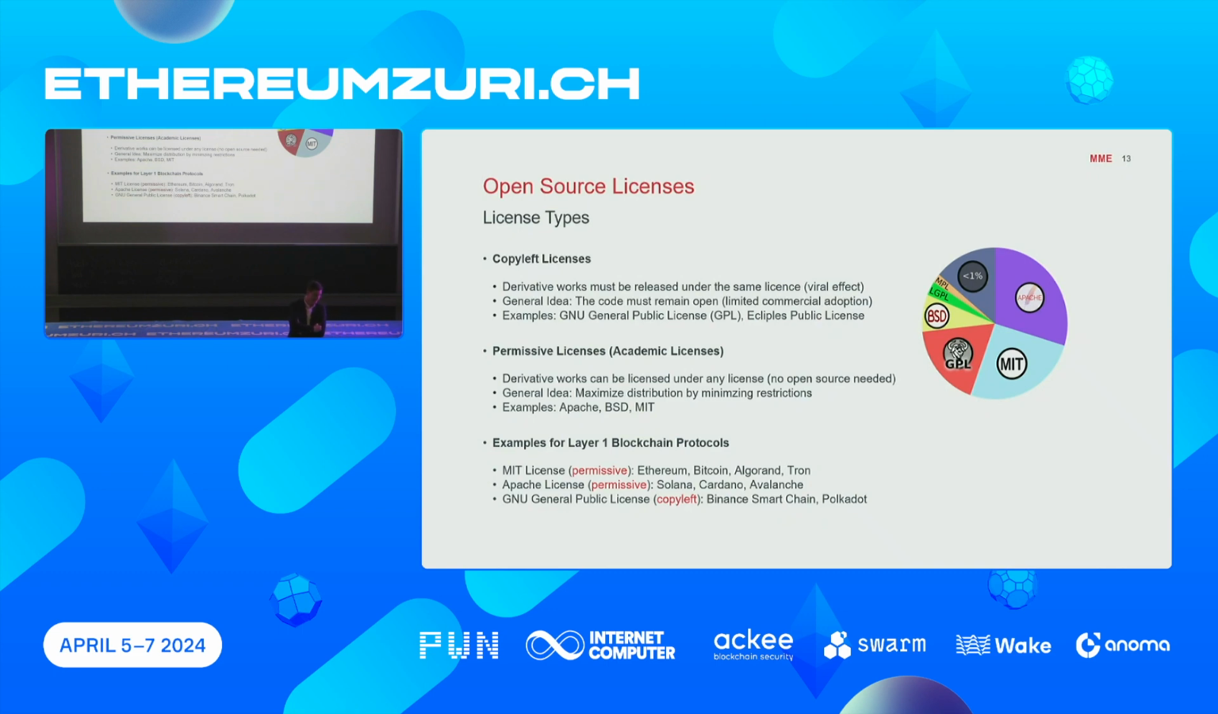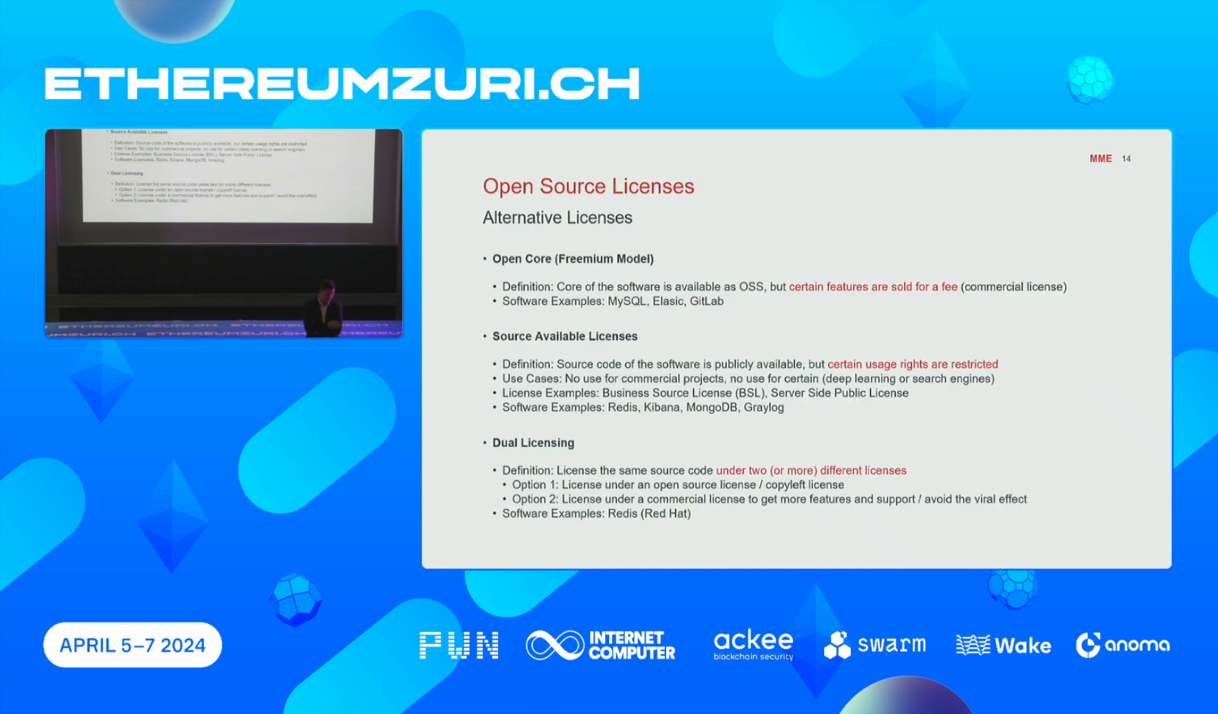The exceptions are Binance Smart Chain and Polkadot, which have chosen copyleft. That's not a better or worse thing, it's just different, right? So understanding that if you actually want to change the source code of Binance Smart Chain, you have to actually open source your contribution as well. If you want to contribute and make changes to the code of Ethereum, you're free to actually sell it for whatever money you want.